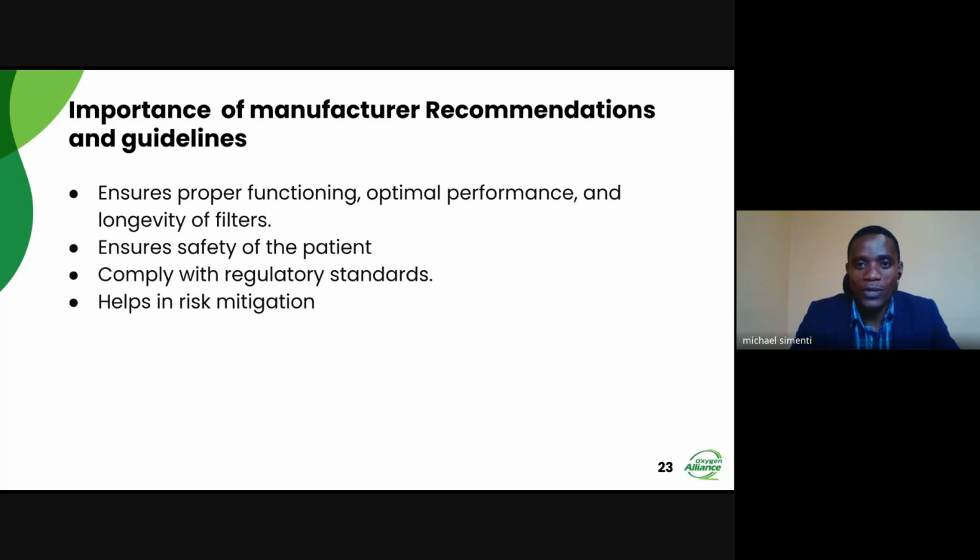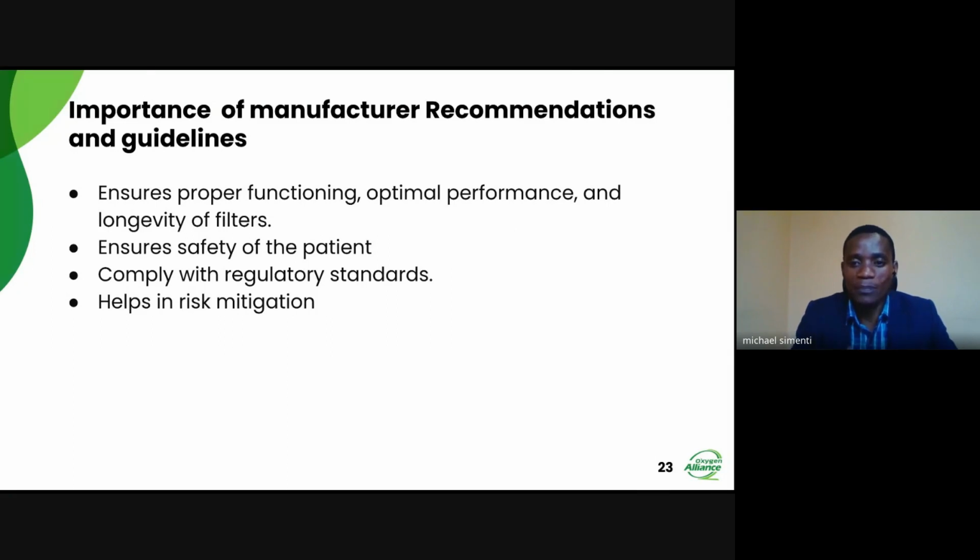As we have procured the filters, let's say we want to do a replacement, and we haven't followed the guidelines from the manufacturer, definitely we'll do the wrong thing. To avoid installing these filters the wrong way, which may affect the life of the patient, it is most important to follow the manufacturer recommendations. By doing so, we make sure that the device, the oxygen concentrator PSA plant, is functioning and giving optimal performance, and even the life of the filter will be long. So I've mentioned ensuring the safety of the patient's life, and we also make sure that we are complying with the regulatory standards, as was mentioned.